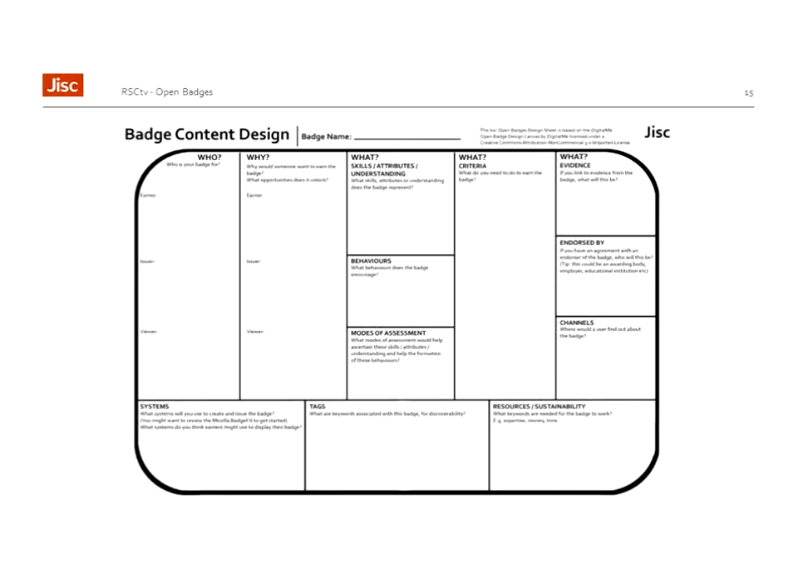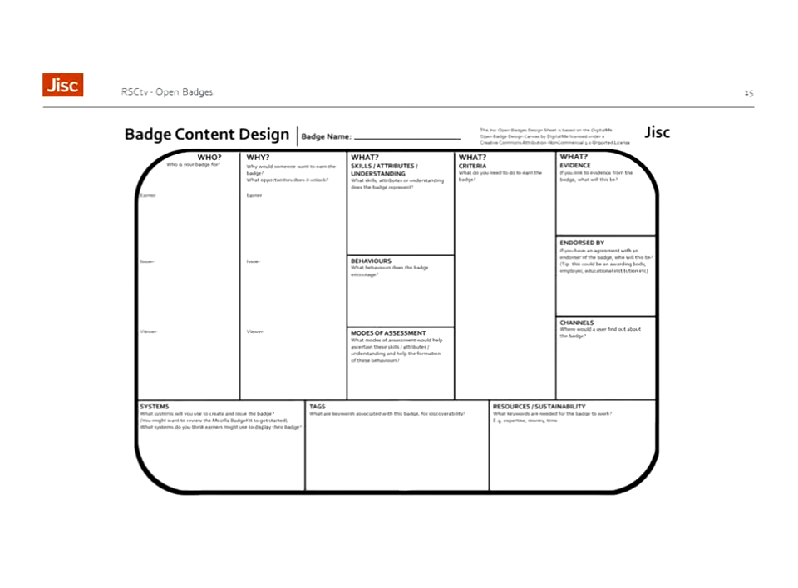Badge content design. Jisc has developed a badge canvas, which is a tool really to help you think through the considerations when starting your badge journey or when continuing to create further badges. It's a very good starting point in terms of getting you to think through the process.